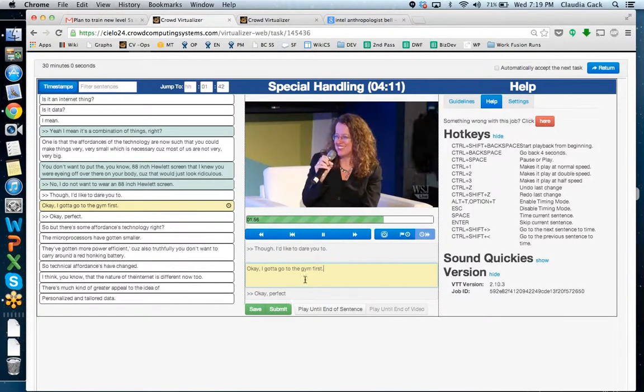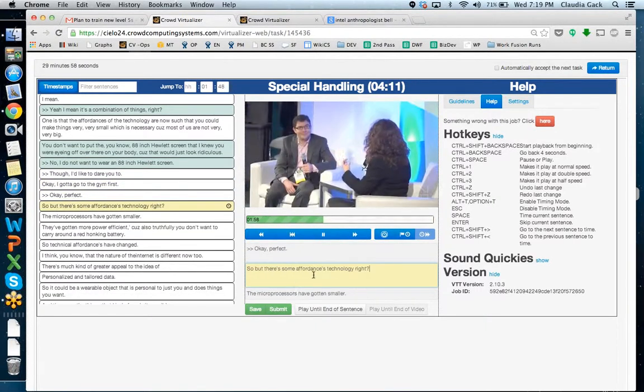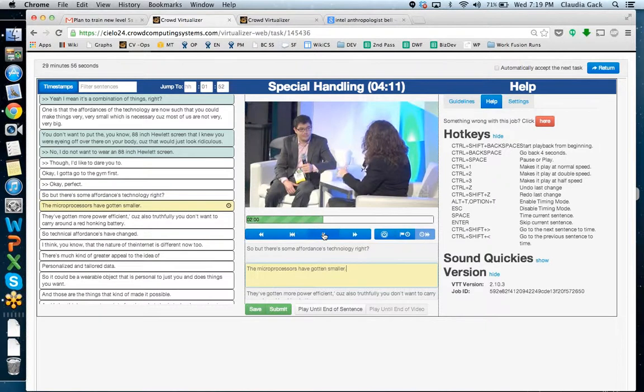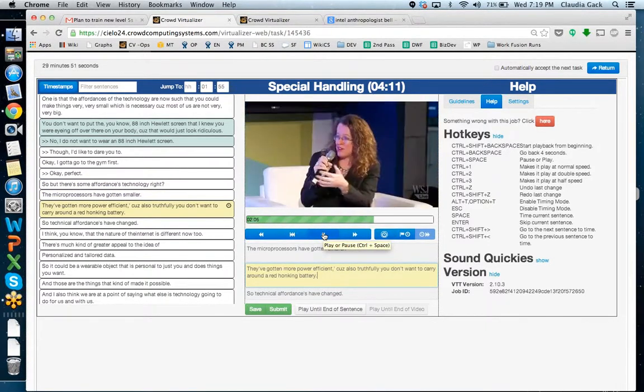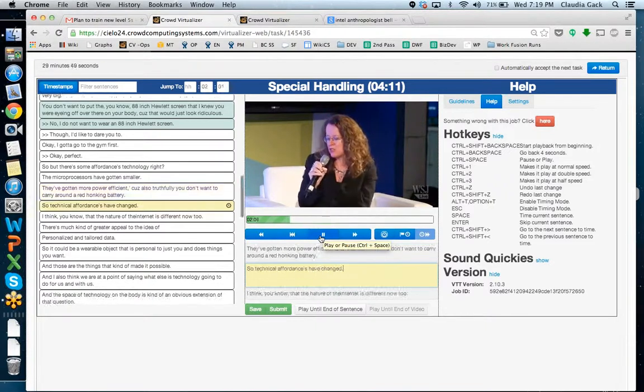Okay, I gotta go to the gym first. Okay, perfect. So, I mean, there's some affordances of the technology, right? Microprocessors have gotten smaller, they've gotten more power efficient, because also, truthfully, you don't want to be carrying around a great honking battery. So technical affordances have changed.